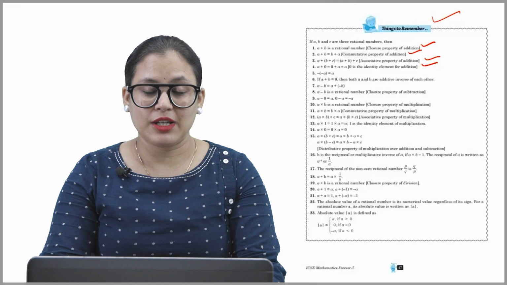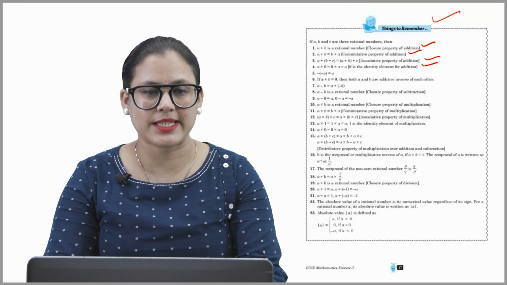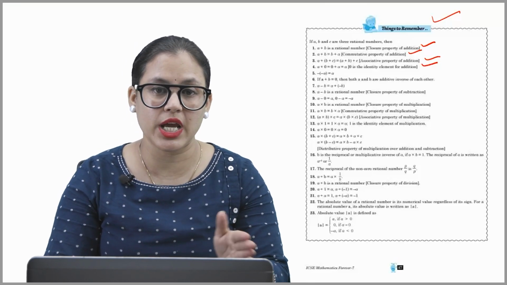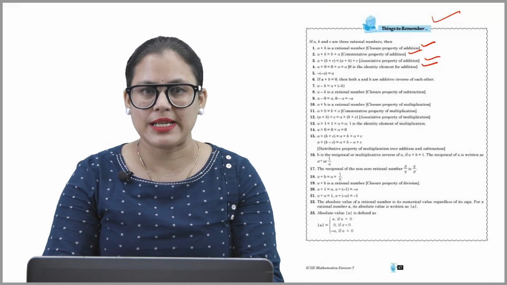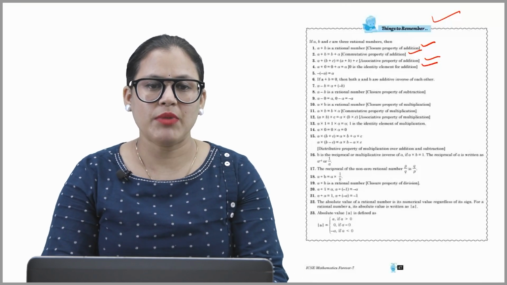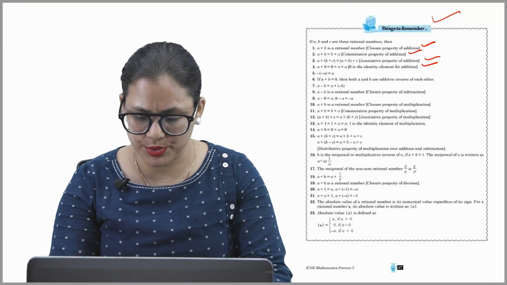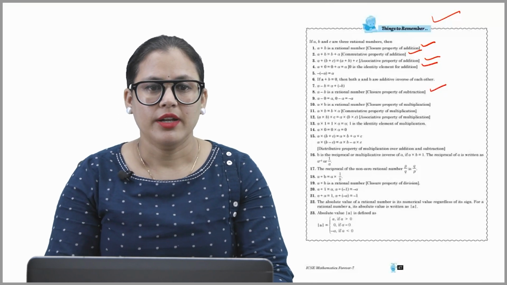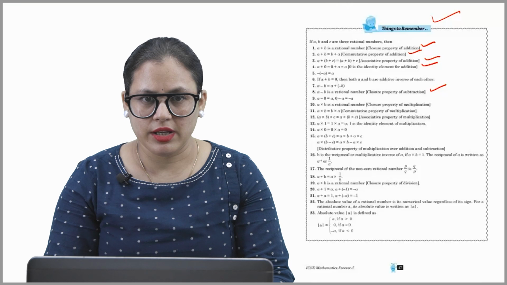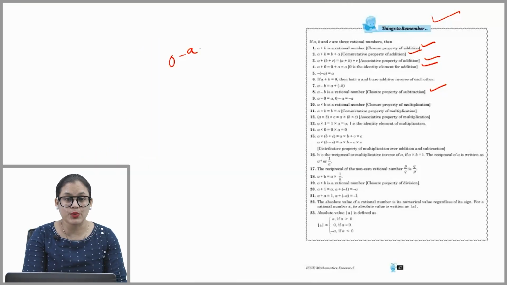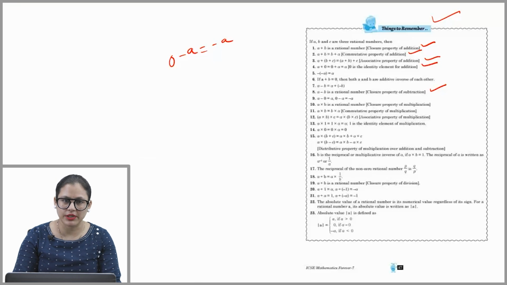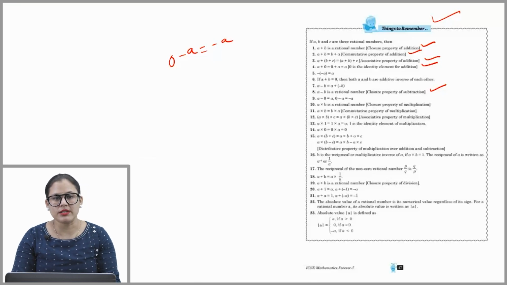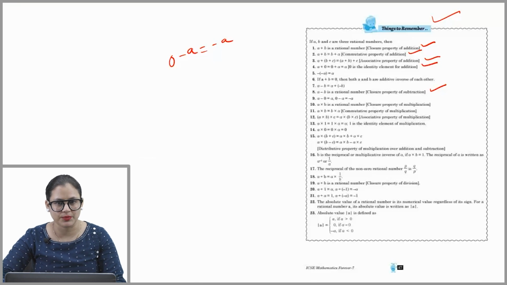5, minus of minus a is equal to a. 6, if a plus b is equal to 0, then both a and b are additive inverse of each other. 7, a minus b is equal to a plus minus b. 8, a minus b is a rational number, closure property of subtraction. 9, a minus 0 is equal to a, but 0 minus a is equal to minus a. 10, a into b is a rational number, closure property of multiplication. 11, a into b is equal to b into a, that is commutative property of multiplication.